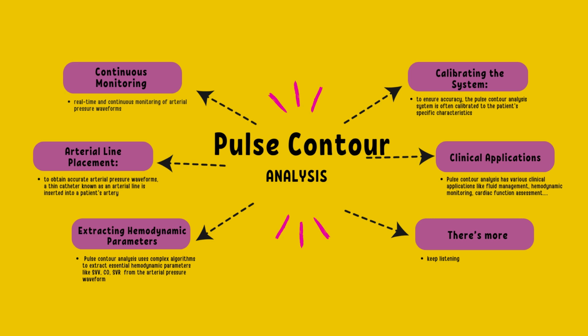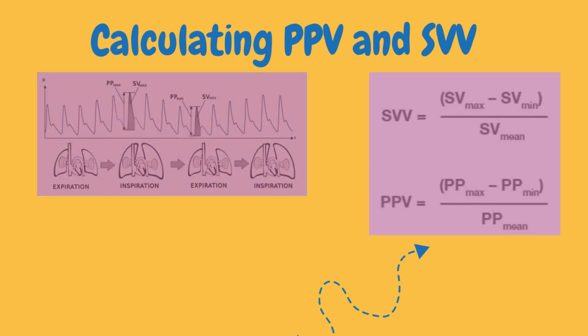In conclusion, pulse contour analysis is a superhero in the medical world. It takes mysterious squiggles on a screen and transforms them into actionable insights that save lives and improve patient outcomes. It's a bit like magic, but it's science at its best. We're unraveling the mystery behind two critical concepts in medicine: pulse pressure variation, PPV, and stroke volume variation, SVV. Don't let the jargon intimidate you.